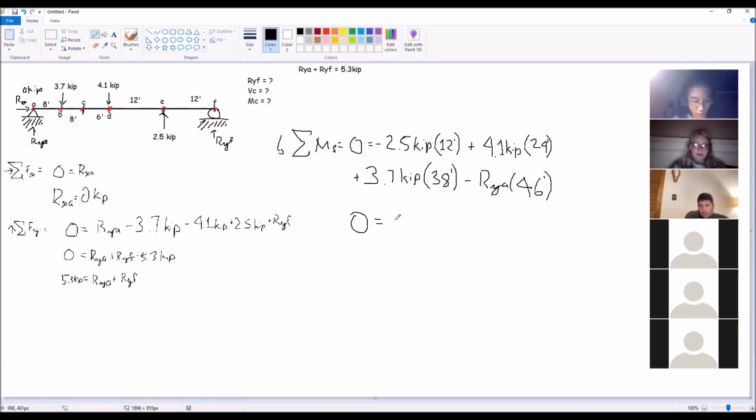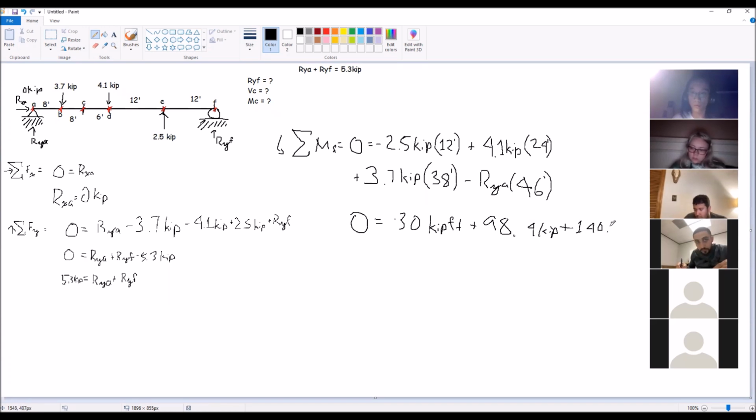I got negative 30 for the 2.5 times 12. Okay, negative 30, and it's going to be in kip feet. So we have a kip value and we have a foot value. And then we're going to have this one, which is 4.1 times, 98.4 kip feet. And we have this term, 140.6 kip feet.